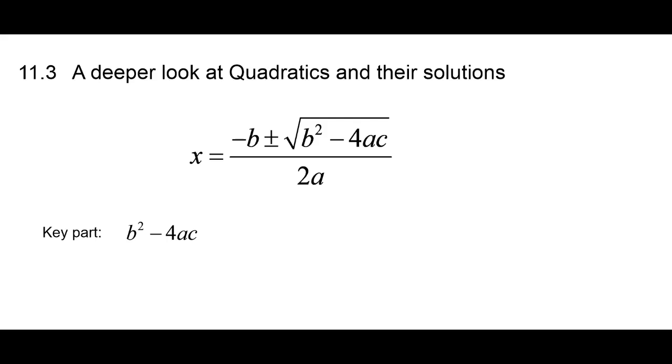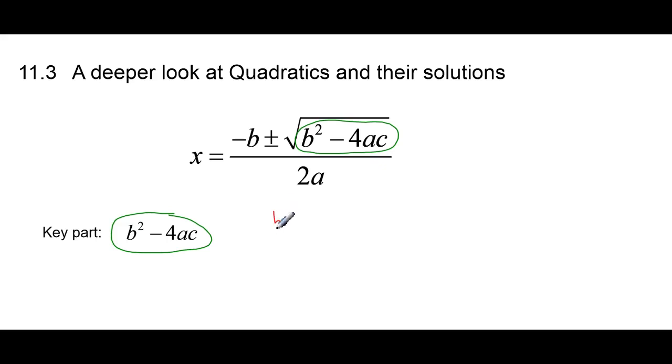So in all of those cases, the thing that really makes a difference is this part here. This is the key part of the quadratic formula that controls the type of answer you get at the end. Does it have a root in it or not? Does it have a complex number in it or not? So this key part controls type. What kind of answer are you going to get?